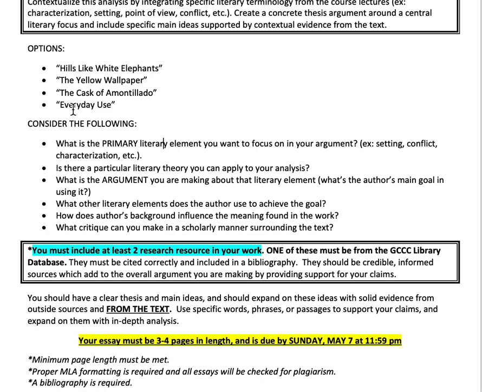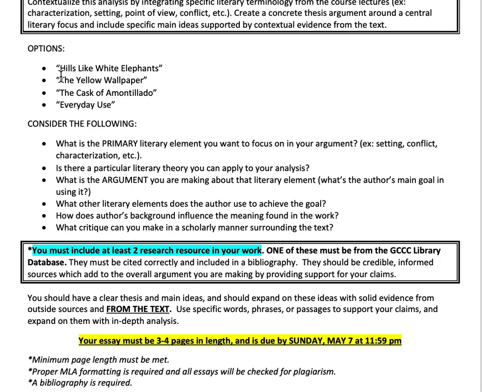When you're analyzing a text, you're not just telling your audience what happened, you're making an argument about that story. So for example, in Harry Potter, if you said the main theme of Harry Potter is that friendship helps you overcome anything, that would be an argument. You're creating an argument around a particular meaning of the text.